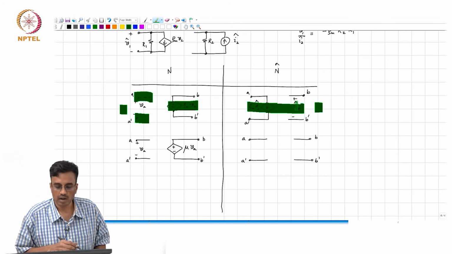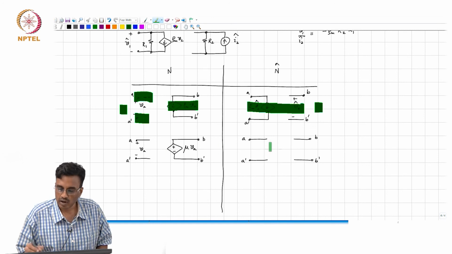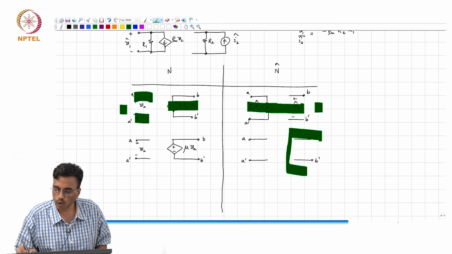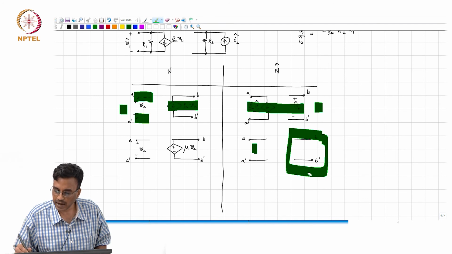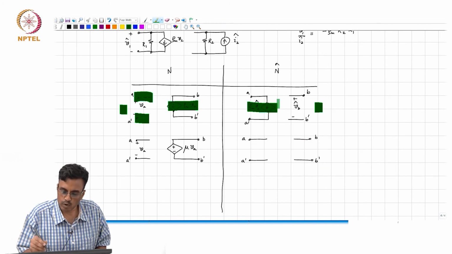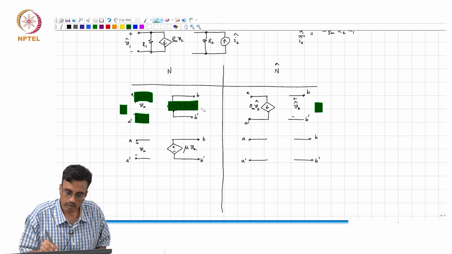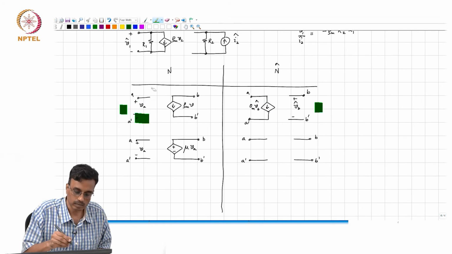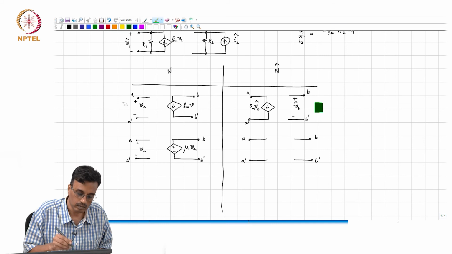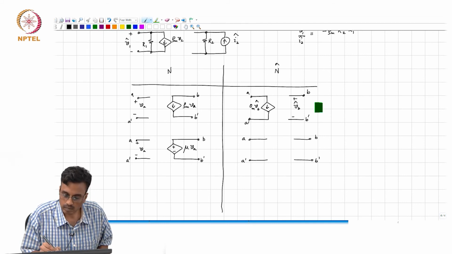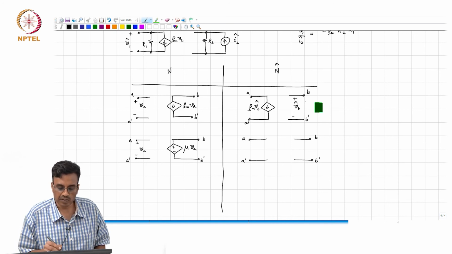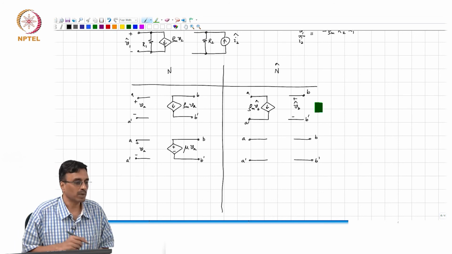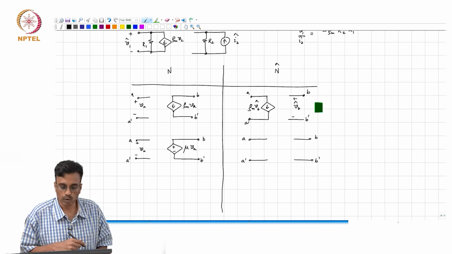All right, now, we know two things. One is we know that this is now the controlling port and this is the controlled port. We also would like to make sure that when mu is set to 0, the port impedances are the same in both directions, in both cases.